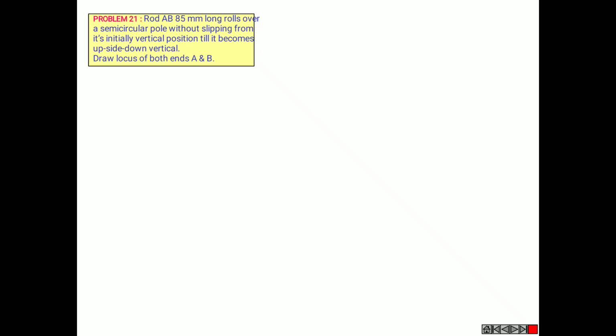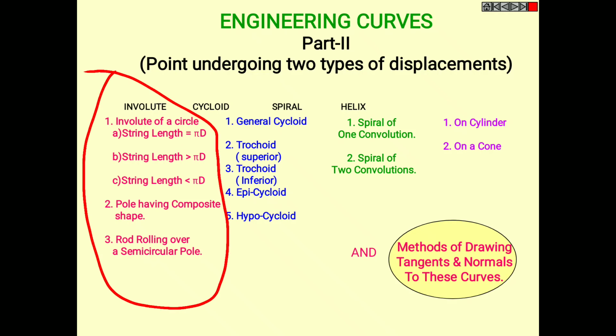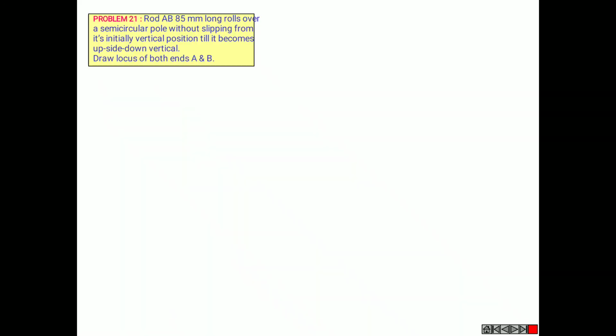So problem number 21, the last method in your involute, which is rod rolling over a semicircular pole. The question: a rod AB, 85 mm long, rolls over a semicircular pole without slipping from its initial vertical position till it becomes upside down vertical. Draw the locus of both ends A and B.